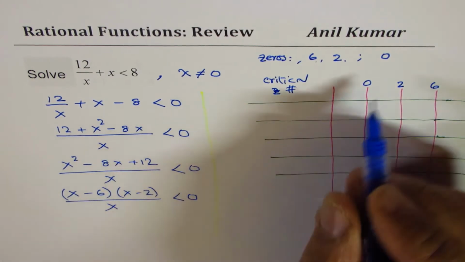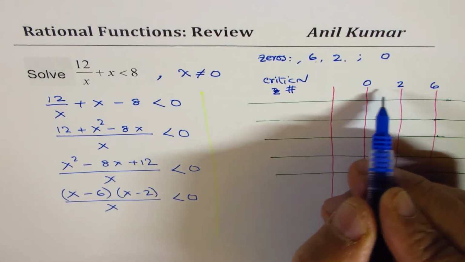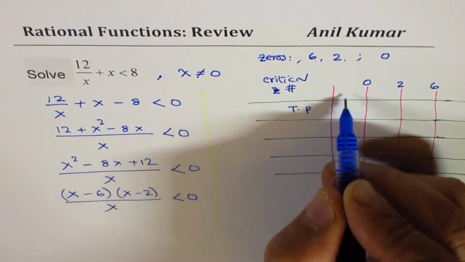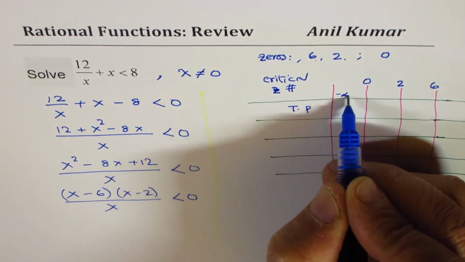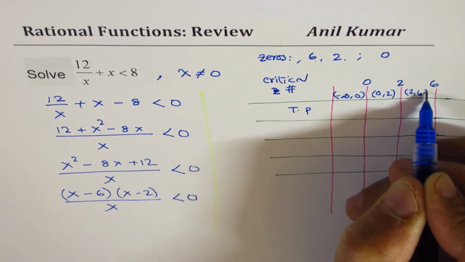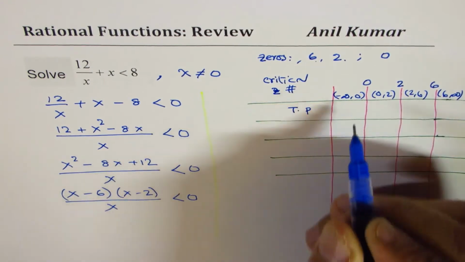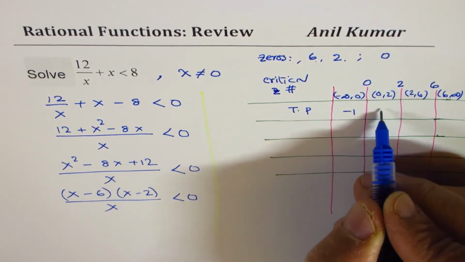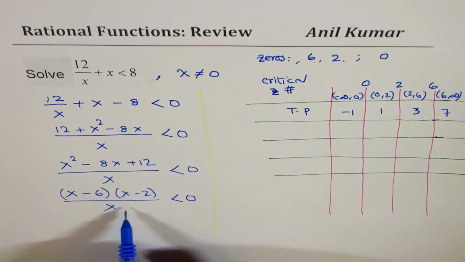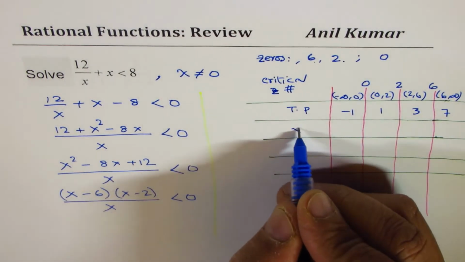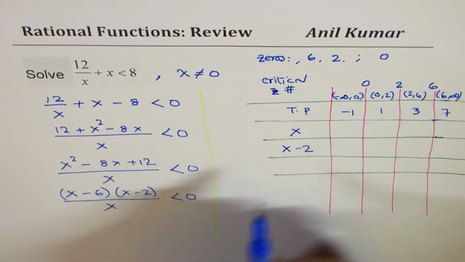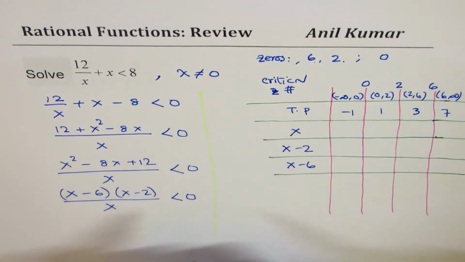So we'll take test points in these intervals. These points give you intervals. We are looking for the interval from minus infinity to 0, from 0 to 2, from 2 to 6, and from 6 to infinity. Is it okay? We can take −1 here, 1 here, 3 here, and 7, for example. These are my factors. Let me write these factors as x for the first, x minus 2 for the next one, and x minus 6 for the third one.